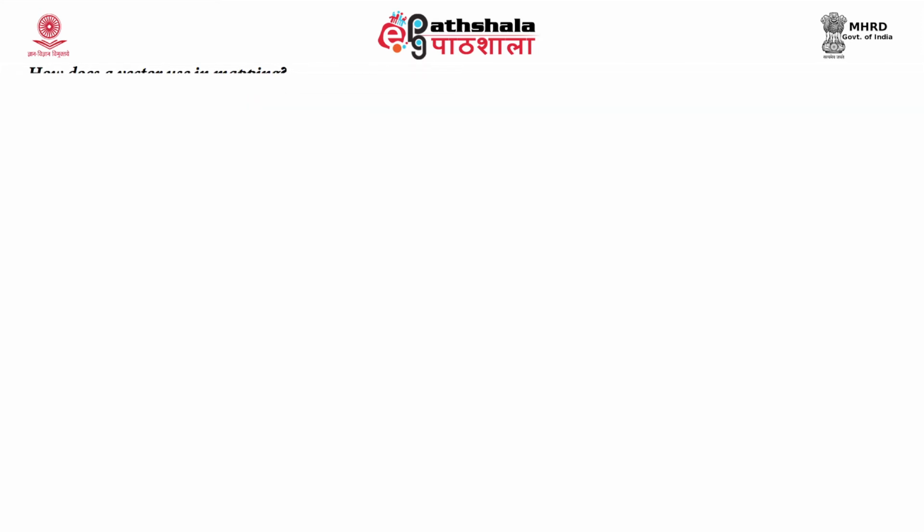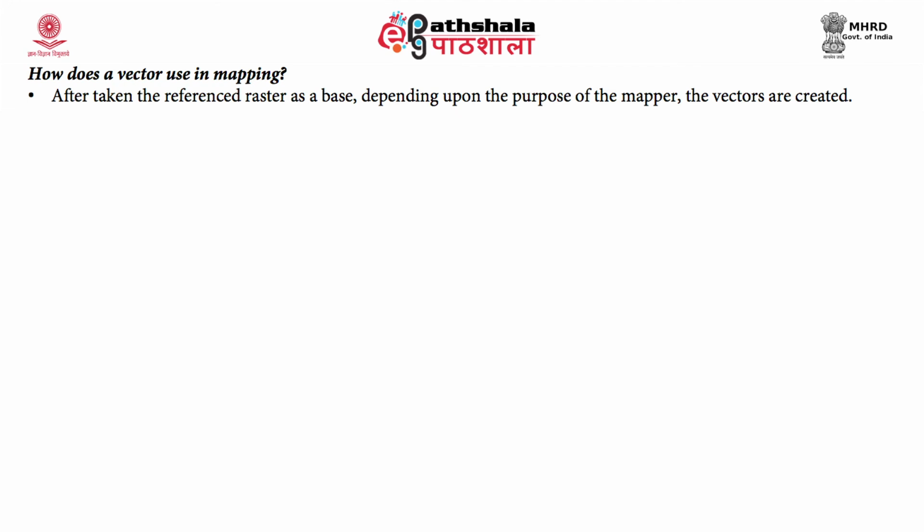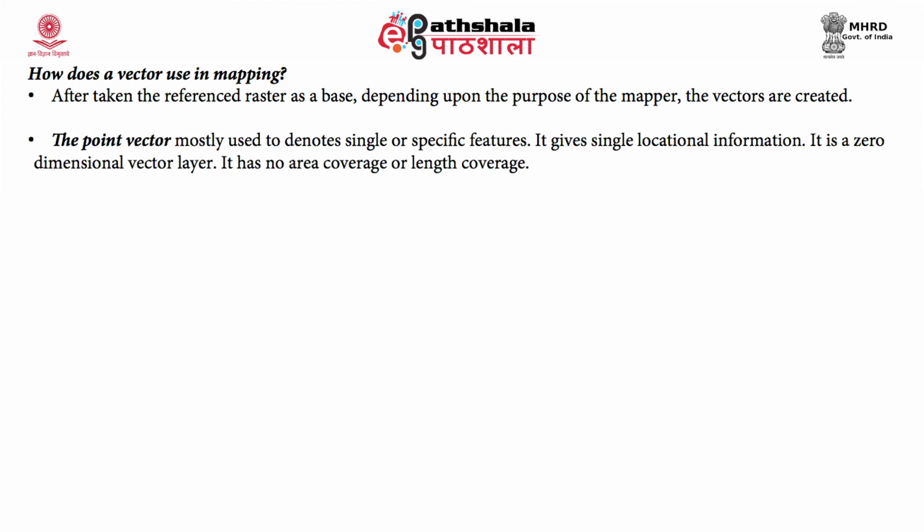Students, now let us look into the use of vector data in mapping. After taking the reference raster as a base, depending upon the purpose of the mapper, the vector is created. And as we all know, in vector, number one is the point vector, which is mostly used to denote a single or specific feature. It gives single locational information. It is a zero-dimensional vector layer. It has no area coverage or length coverage.